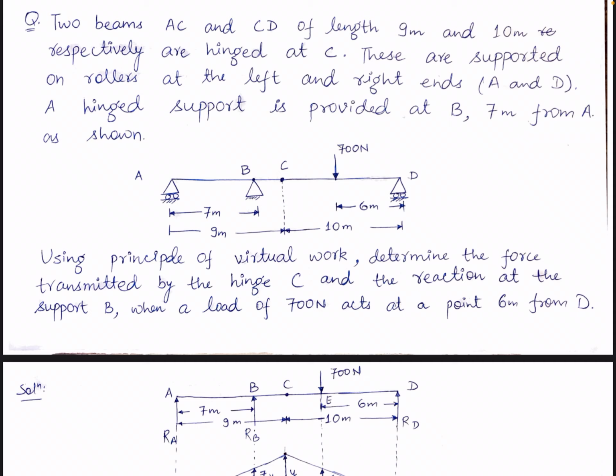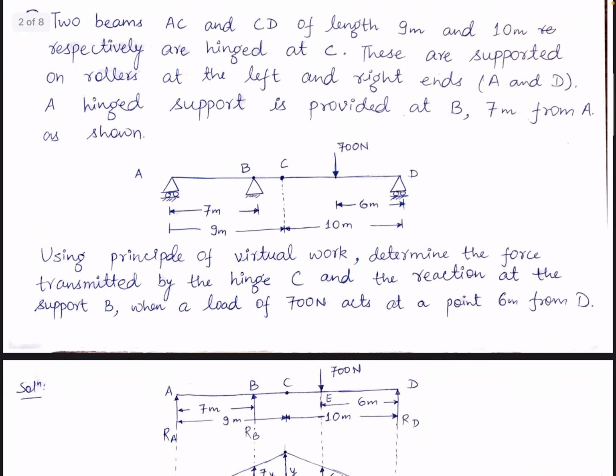So using principle of virtual work, determine the force transmitted by the hinge C and the reaction at support B when a load of 700 Newton acts at a point C meter from the right support, that is T. So in exam the figure may be given to you, or you have to draw your figure by reading the problem. So here the figure is given. If I have not given the figure, you can just draw it by reading the problem.